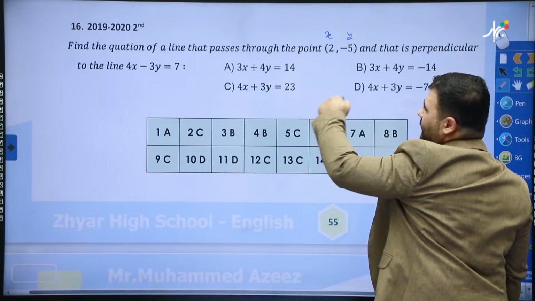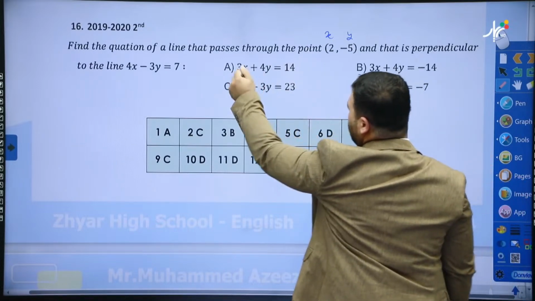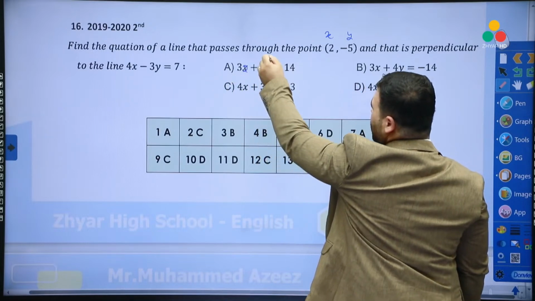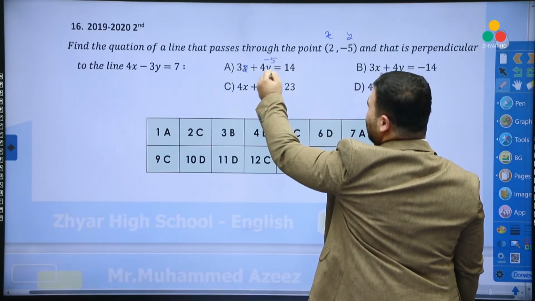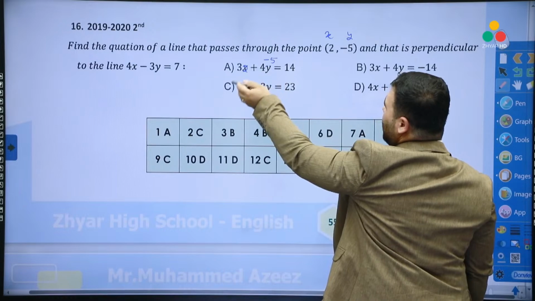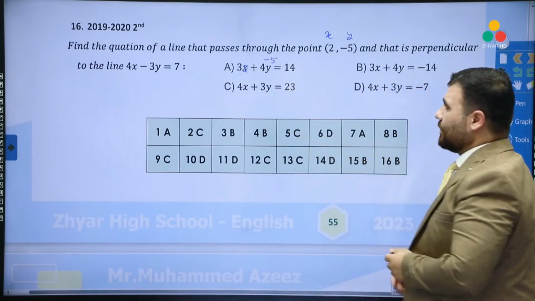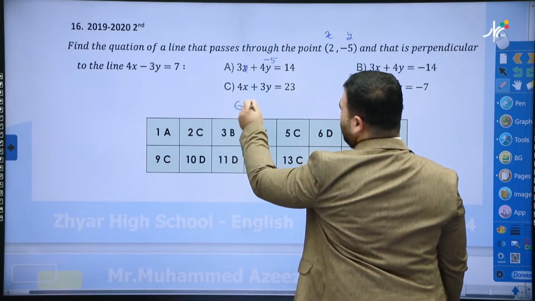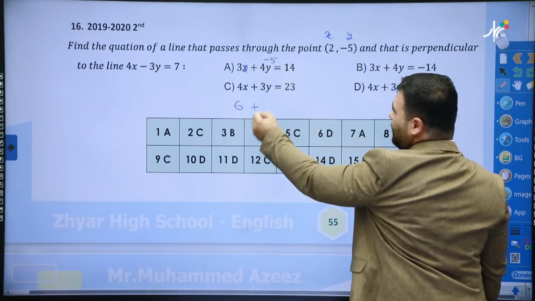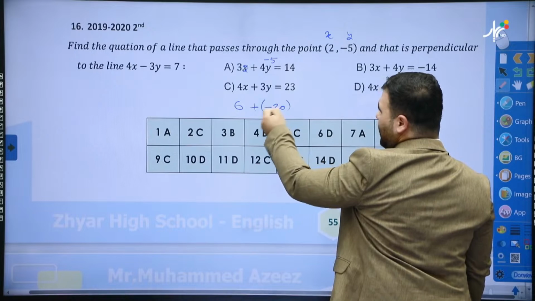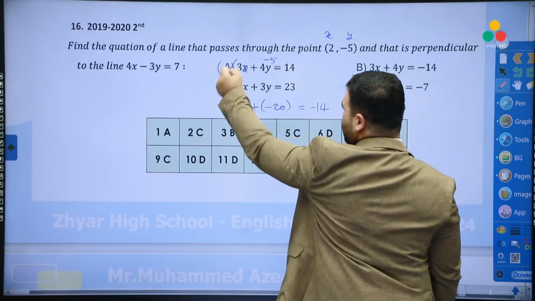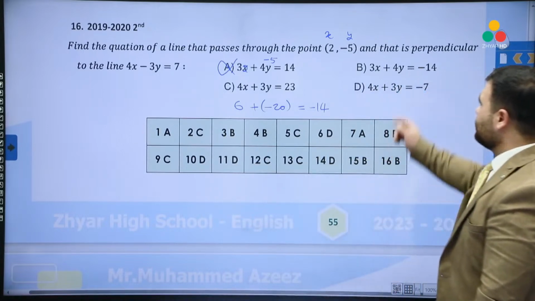Now let's start with A. If I replace 2 here, 2 times 3 is 6. 4 times -5 is -20. If I add them, the result will not be 14. 3 times 2, 6, plus 4 times -5 is -20. If I add them, the result is -14, not 14. So A is wrong.